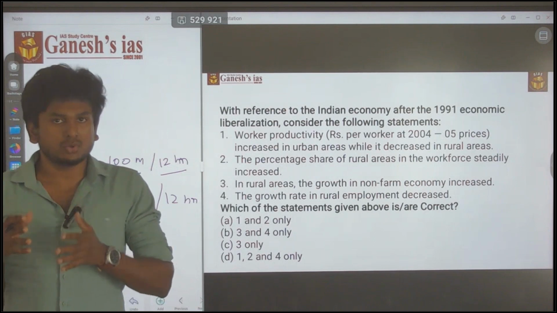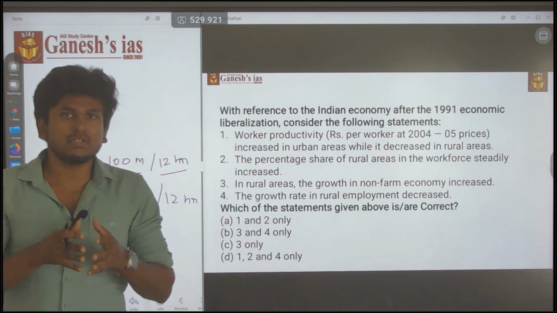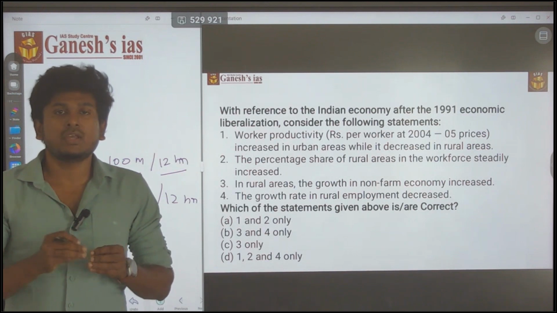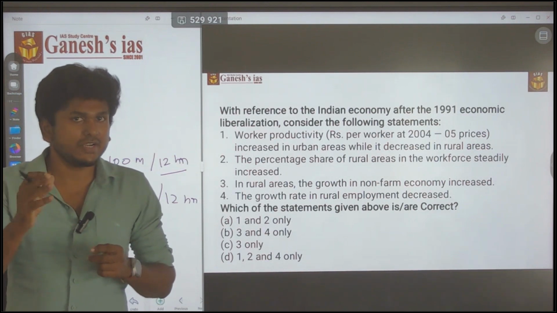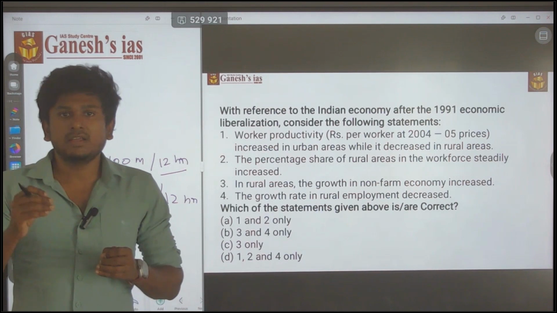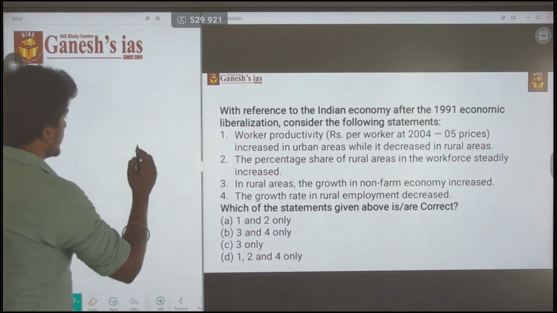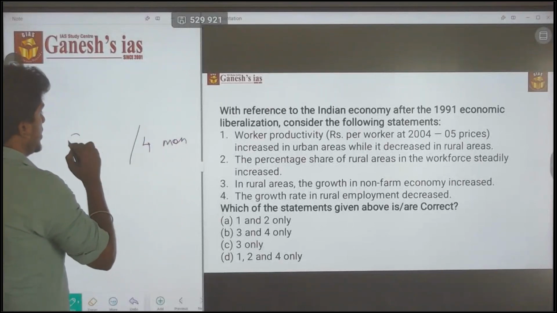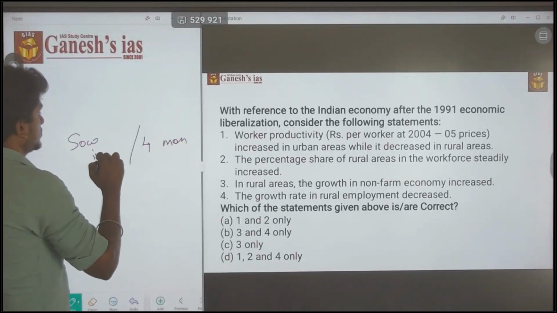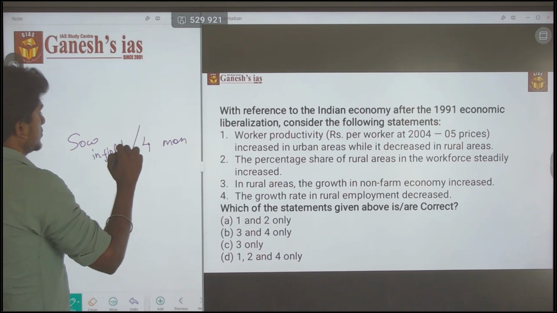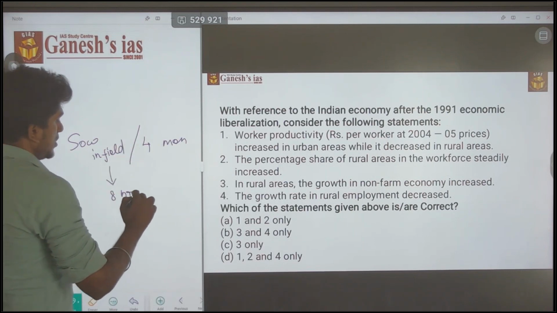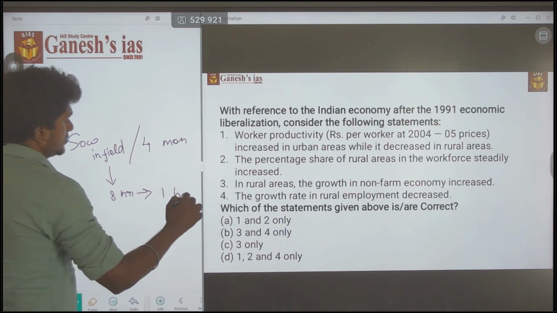Consider that in the rural area a person is going to sow a field. He is going to cultivate a seed. Earlier, consider that 4 men were going to sow in a field for 8 hours in 1 hectare of land.